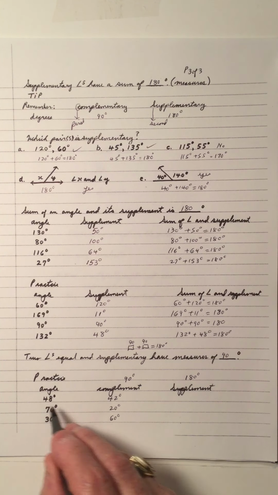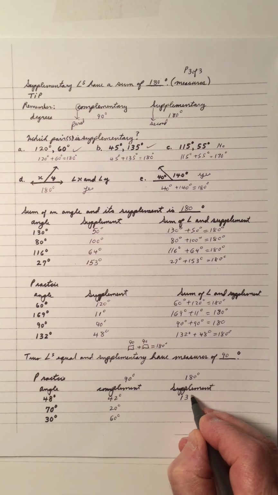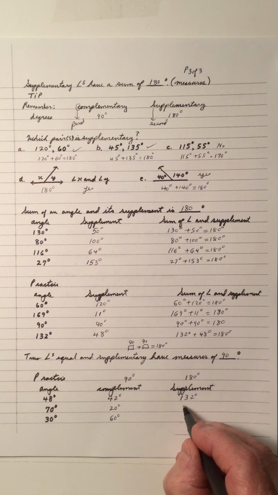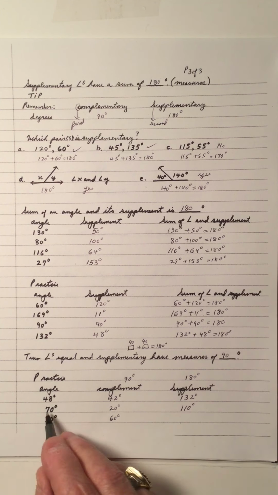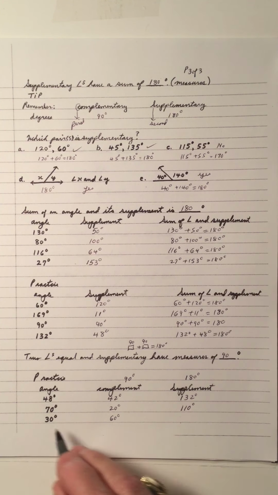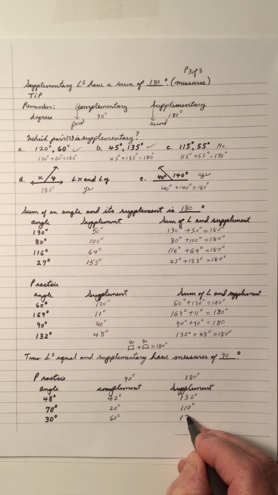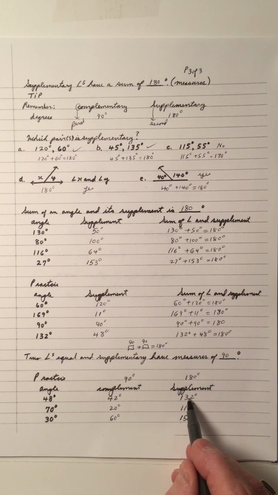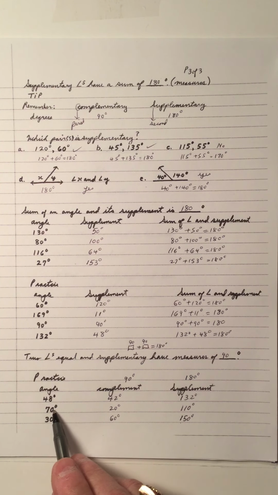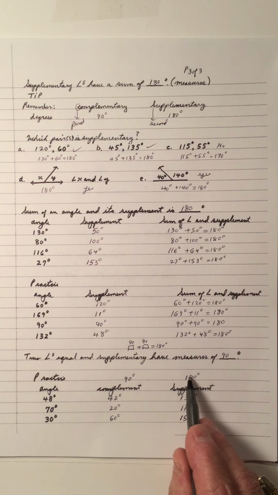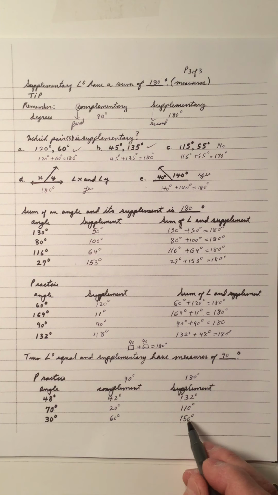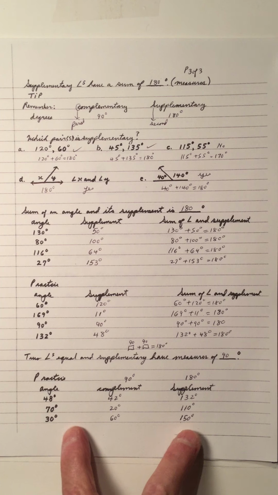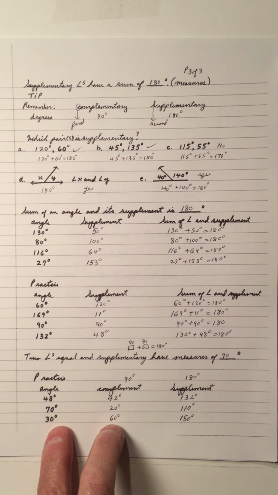So the supplement of 48 is 132. 48 and 132 make 180. 70 and 110 gives me 180. And 30 and 150. Notice 180 minus 48 is 132, 180 minus 70 gives you 110, 180 minus 30 gives you 150. So if you add these up, you get 180. If you add those up, you get 90.